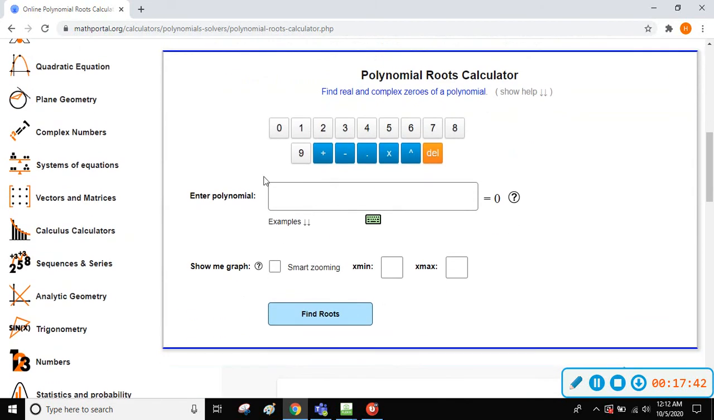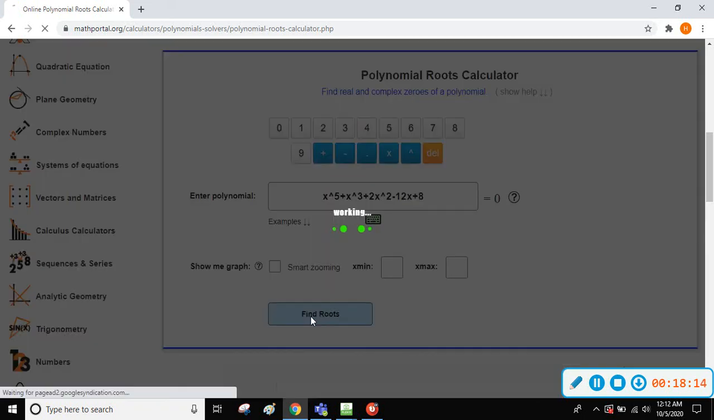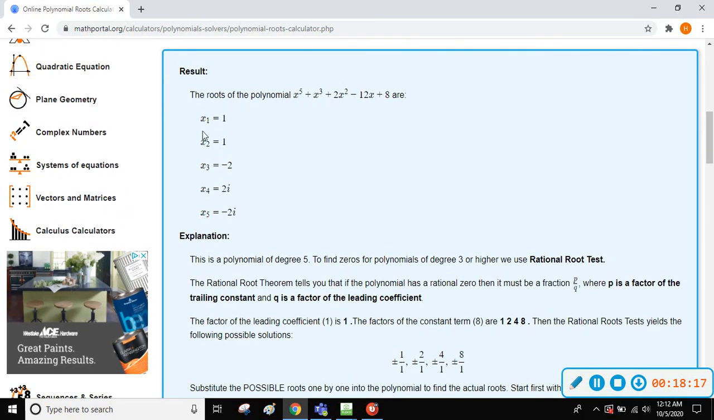You just come in and type in whatever polynomial you want the roots of. So we want x to the 5th plus x to the 3rd plus 2x squared minus 12x plus 8. Find the roots. And notice it gives us the same thing that we got when we factored it out on paper. We got 1 with a multiplicity of 2. We got negative 2. And then we've got 2i and negative 2i.